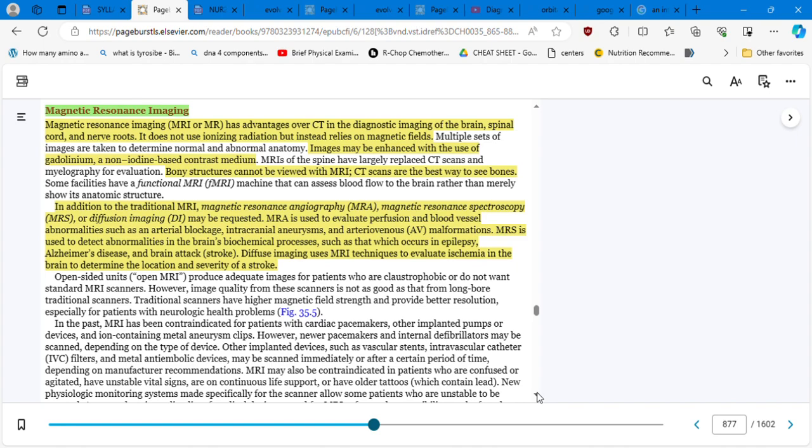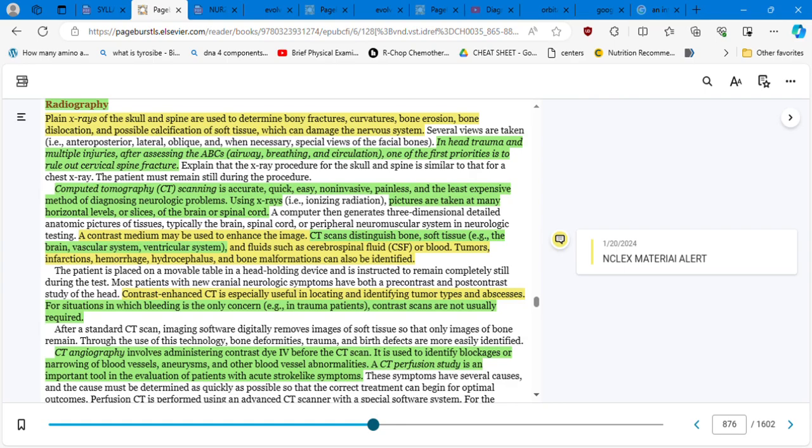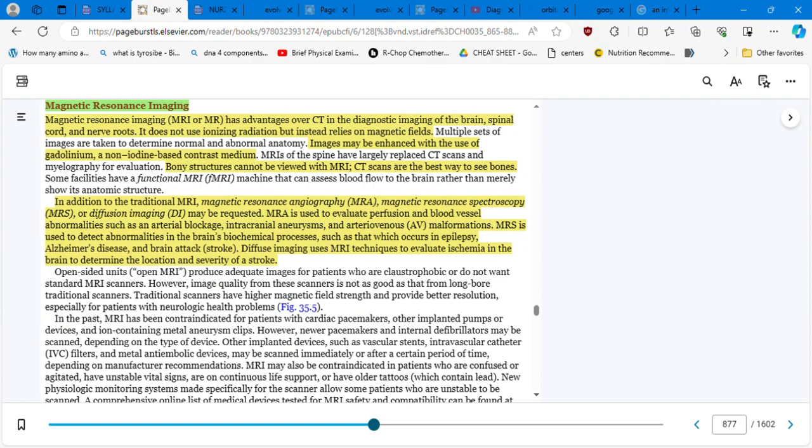Okay, so it does not use ionizing radiation, but instead relies on magnetic fields. So that's the big difference between the radiographic images, okay? They are using a certain amount of radiation, versus MRIs, they don't use radiation. What they use is magnetic fields. Images may be enhanced with the use of gadolinium. Okay, that's another difference versus the CT scan, which uses some other fluids that are probably causing allergic reactions in patients. The MRI uses gadolinium, a non-iodine-based contrast medium. Bony structures cannot be viewed with MRI. CT scans are the best way to see bones.